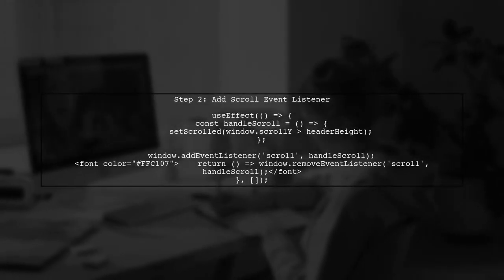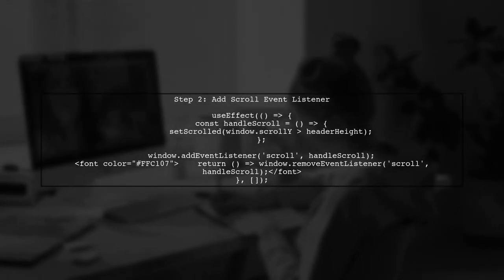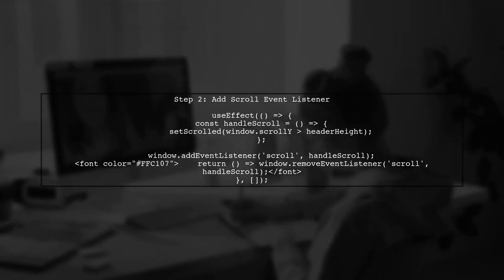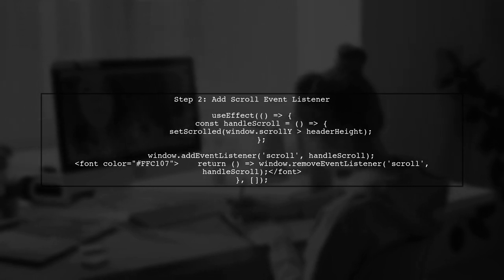Next, we will use the useEffect hook to add an event listener for the scroll event. This will allow us to update our state based on the user's scroll position.